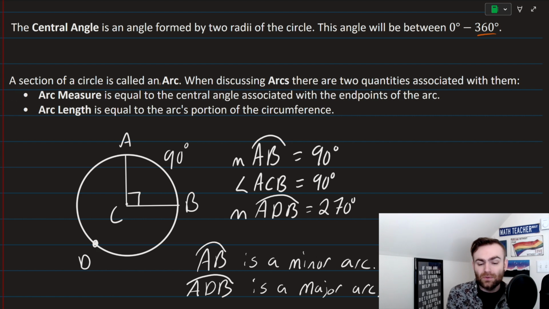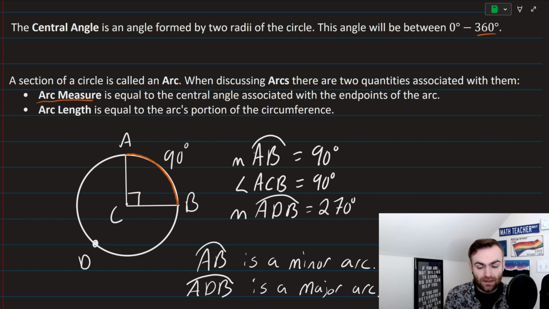A section of the circle is called an arc. This is called an arc, from A to B. We have two quantities associated with an arc. We actually have a degree measurement: how many degrees was that arc using in terms of the central angle? That is called arc measure. In this case, this is an arc measure of 90 degrees.